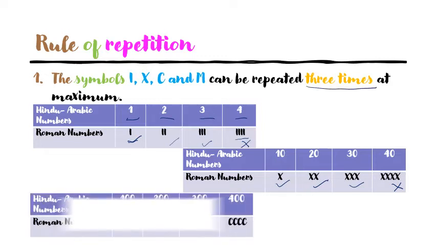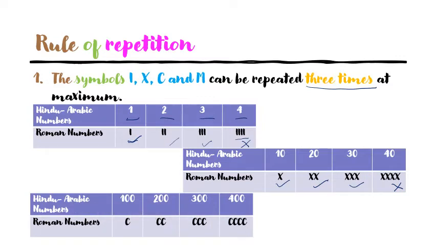Similarly, for letter C, 100 is represented by C, 200 is represented by 2 times C, 300 is represented by 3 times C, but 400 is represented by 4 times C, which is incorrect. So, the symbols I, X, C and M are repeated only 3 times at maximum.